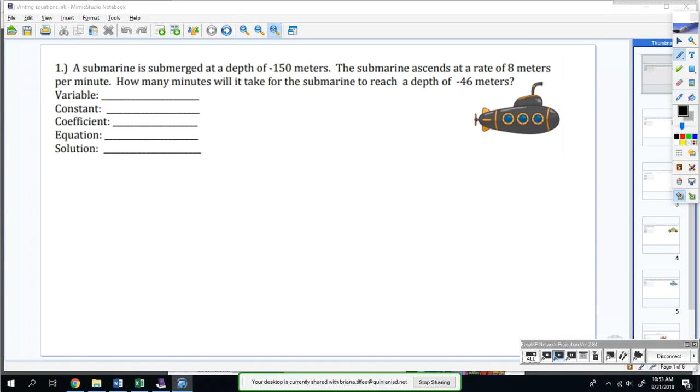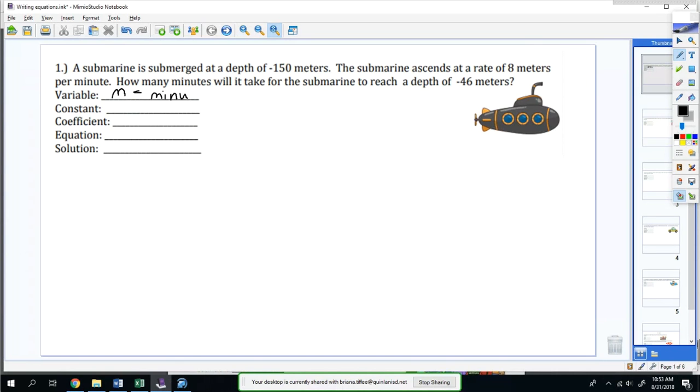So the first thing you always want to do is label your variable. What you're trying to find is minutes, so you're going to label M as minutes. And then your constant, which is your starting point, is negative 150, because that's your starting point. Your coefficient is 8, because it goes 8 meters per minute.